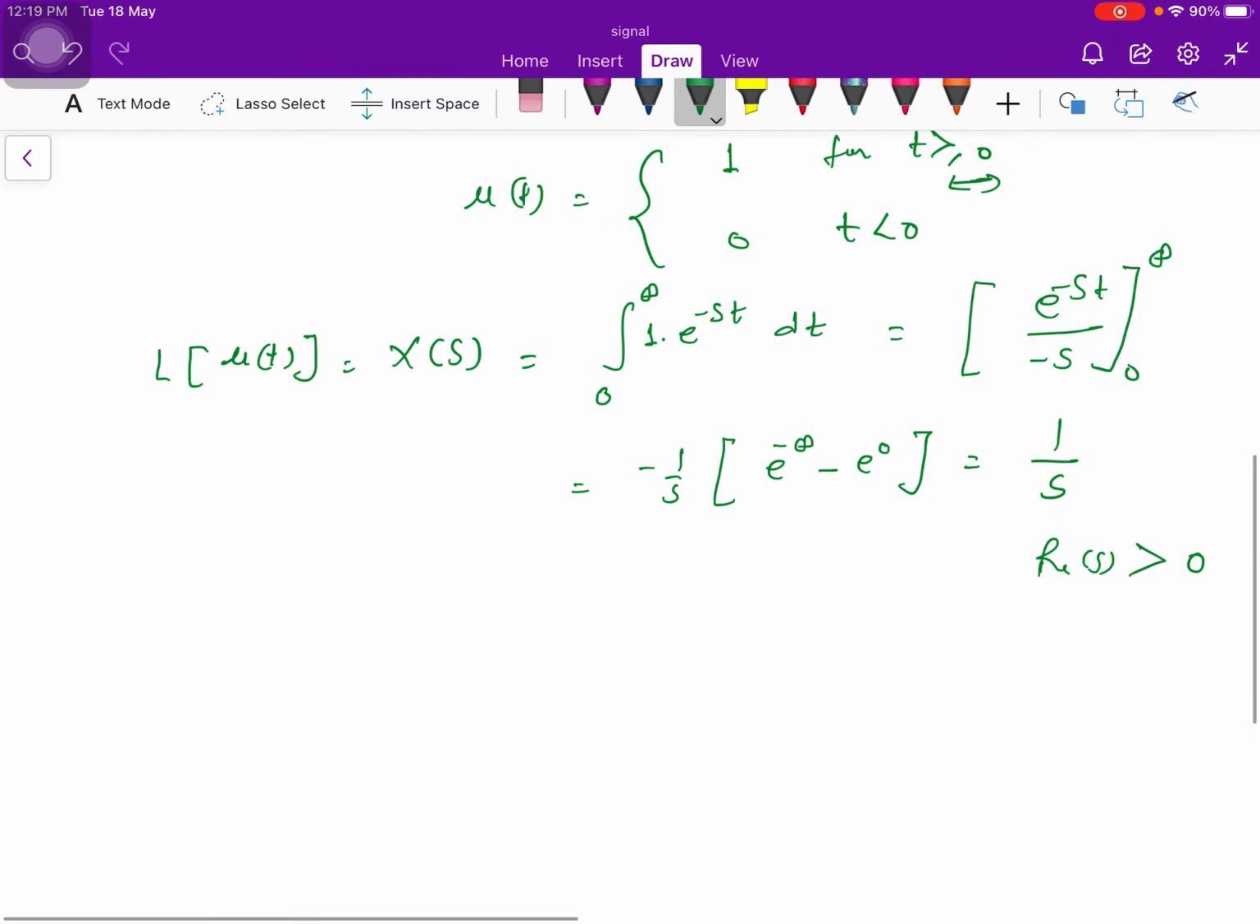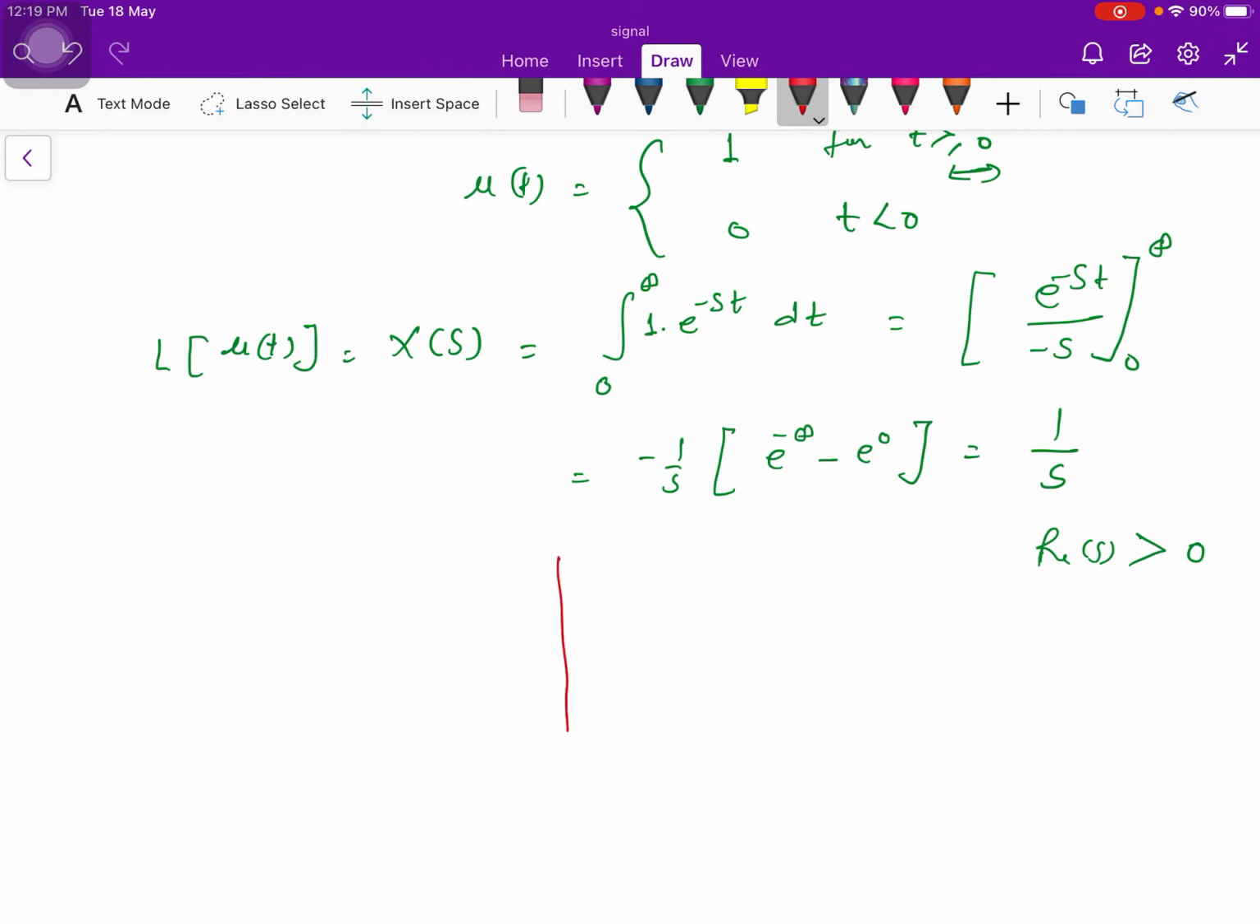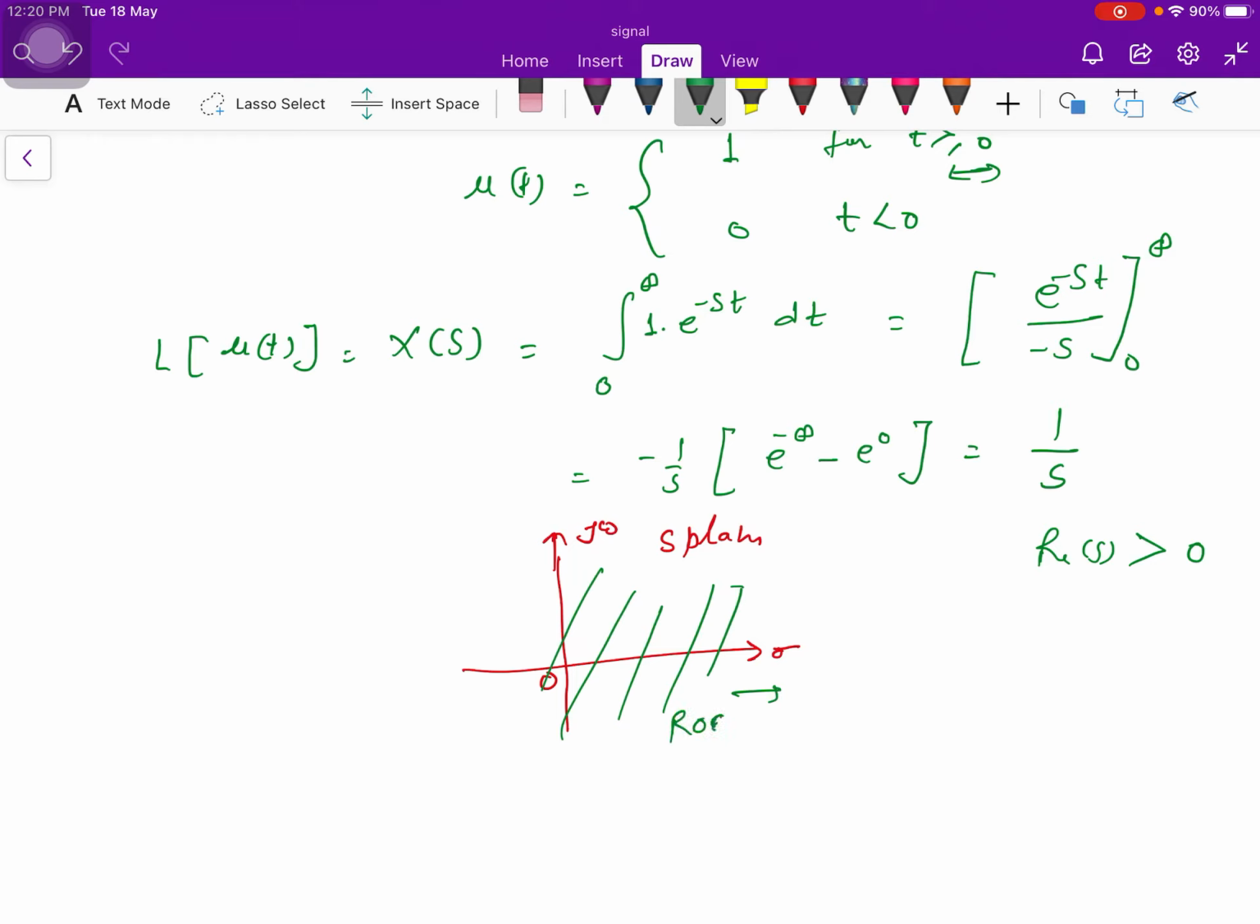Okay. So, if you want to design the ROC, in the s plane with j omega and sigma axes, this is 0. So, that will be your ROC, this portion on the right hand side. That will be the ROC: sigma greater than 0. Sigma की value क्या है? Greater than 0. So, in this way you can calculate your Laplace transform.